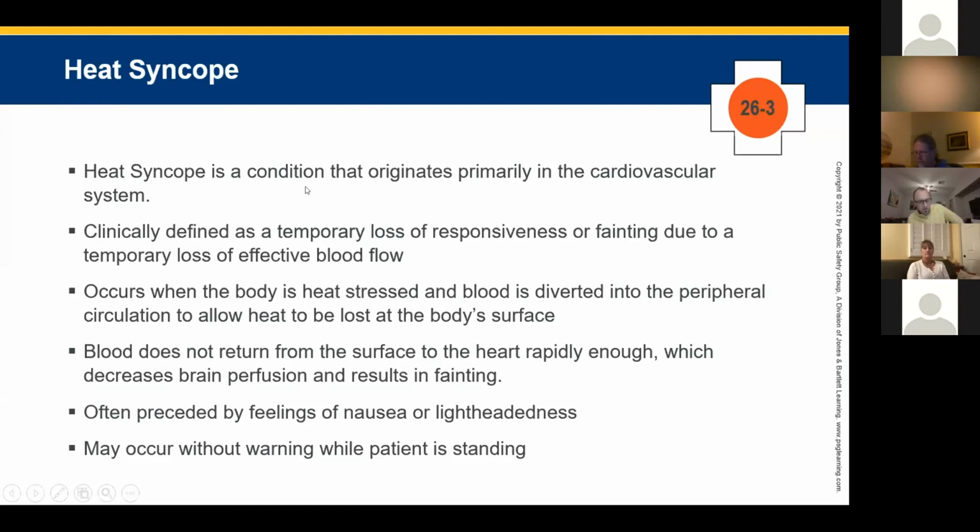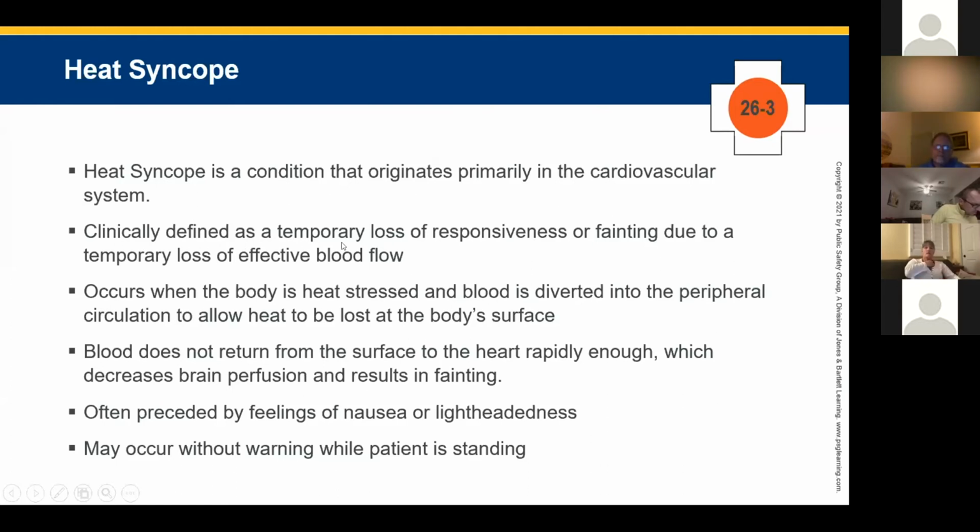Heat syncope is a condition that originates primarily in the cardiovascular system. So what is meant by that? The cardiovascular system. What is the cardiovascular system? Somebody tell me. Heart and lungs. The heart and all the veins. The heart, exactly. So what do you think happens to the heart? Is it pumping or not pumping enough? It's getting overworked. Okay.